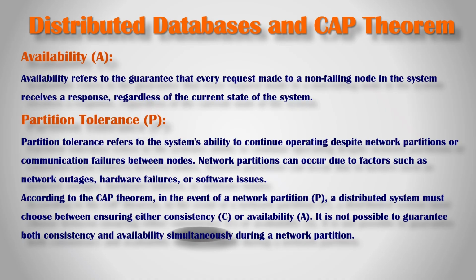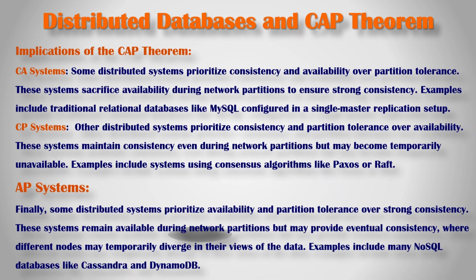According to the CAP theorem, in the event of a network partition, a distributed system must choose between ensuring either consistency or availability. It is not possible to guarantee both. Implications of the CAP theorem.